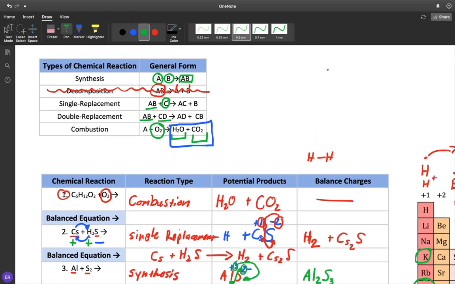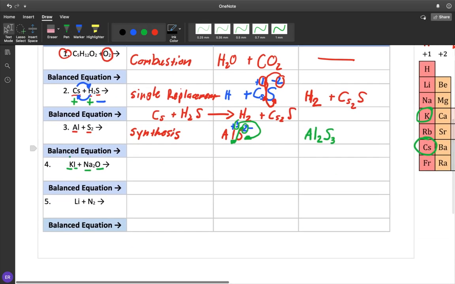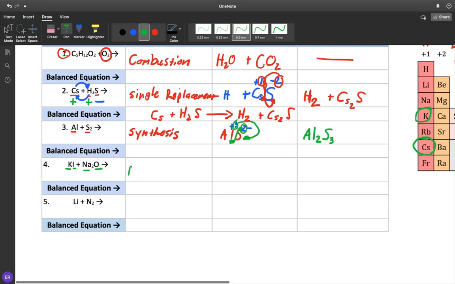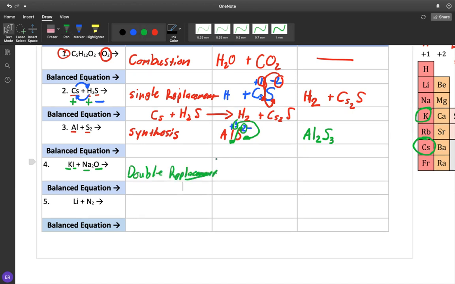What is that going to give us? This is usually what tells us the difference between single replacement and double replacement. Single replacement, we have at least 1 element by itself, and double replacement, we have 2 compounds. So this is going to be double replacement, because again, we have 2 compounds. K is with I and Na is with O. All right, now that we've identified that this is double replacement, don't mind my messy handwriting.